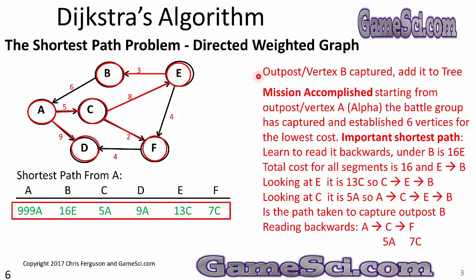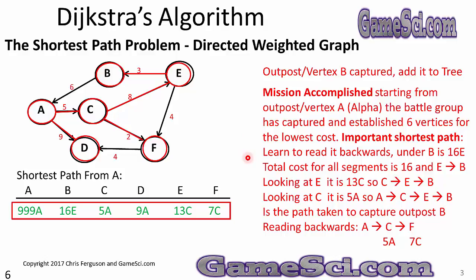Outpost or vertex B has been captured. Add it to the tree. Mission accomplished. Starting from outpost/vertex A or alpha, the battle group has captured and established 6 vertices for the lowest cost. Important for the shortest path.